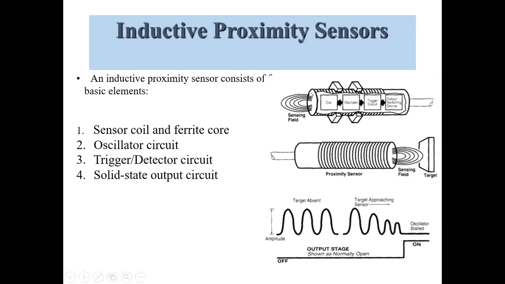So this is the circuitry diagram: sensor coil or Faraday coil, oscillator circuit, trigger or detector circuit, solid state output circuit, through which electromagnetic signals are thrown towards the target, and once the target is found, which is detected, the sensor can identify some metals.